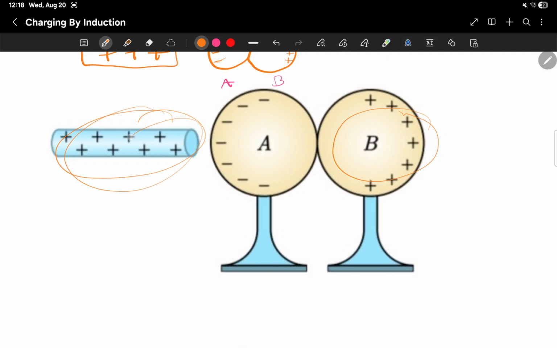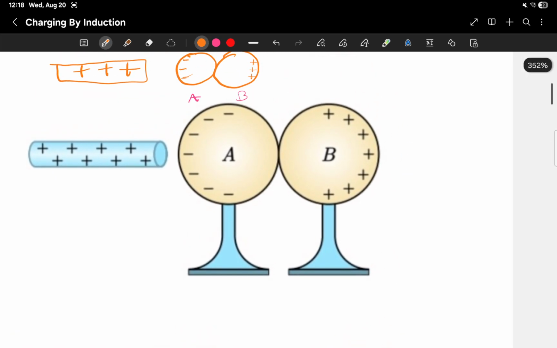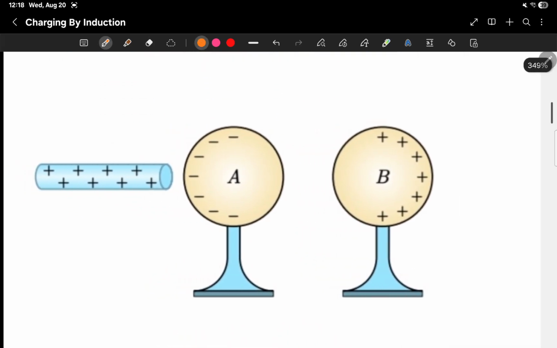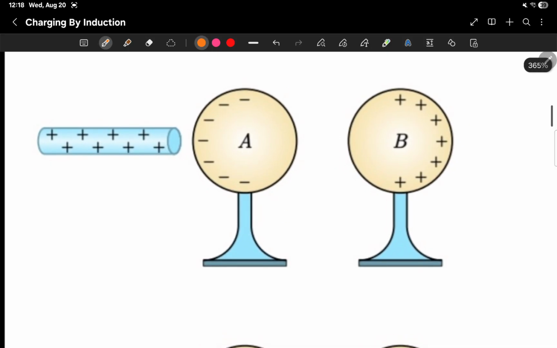So the glass rod is pushing away sphere B, and at the same time it is attracting, pulling sphere A towards it because sphere A is negatively charged and opposite charges attract. And because of these two forces, the glass rod is pushing away sphere B and pulling sphere A towards it. At the same time, sphere A and B end up splitting apart from each other. They're no longer in contact. So that's great.